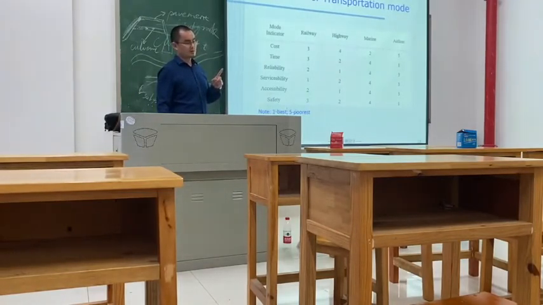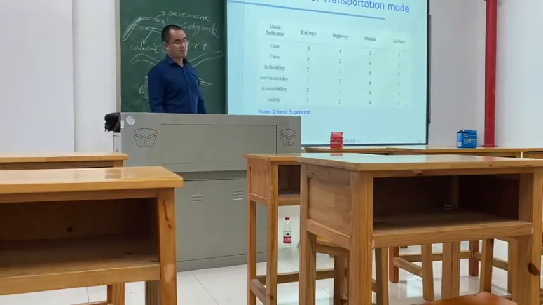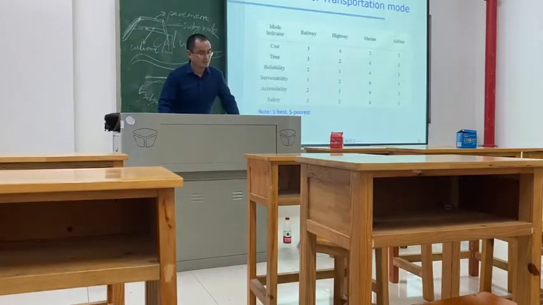1 represents best, 5 represents worst. So for railway, serviceability is the best. For highway, reliability is the best.